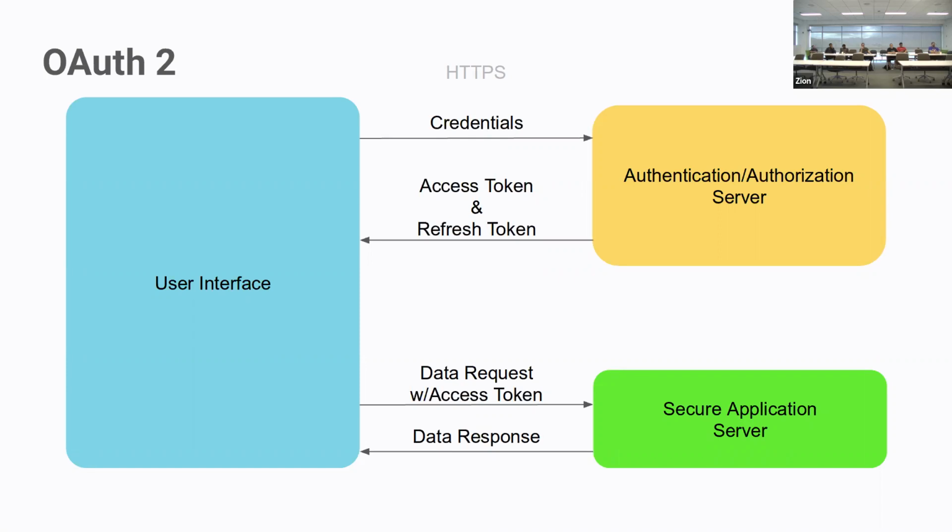Now, this refresh token can be used later down the line, near the expiration of that access token, to go and get a new access token and a new refresh token, so that the user doesn't have to go through the login workflow again, every day, every week, every month, or however often you have these tokens expiring. And again, once you have that access token, then you use the access token to request information from your secure server.